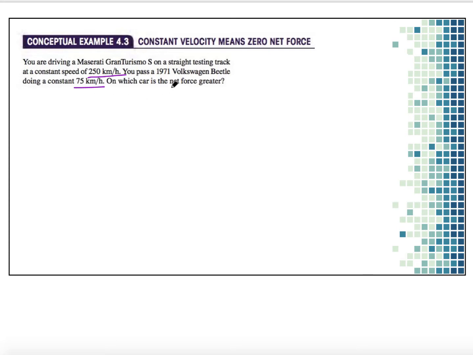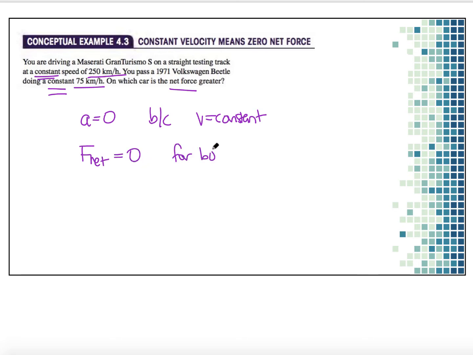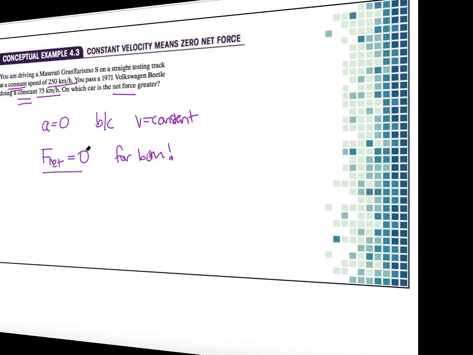Well, the key here is it's asking about net force. Since both of these are going at a constant speed, that means that acceleration is zero, right? Because velocity is constant. So, if the acceleration is zero, that must mean that the net force is also zero for both vehicles. Therefore, neither car has a greater net force. They both have the same. And again, that's because they're going at a constant speed.